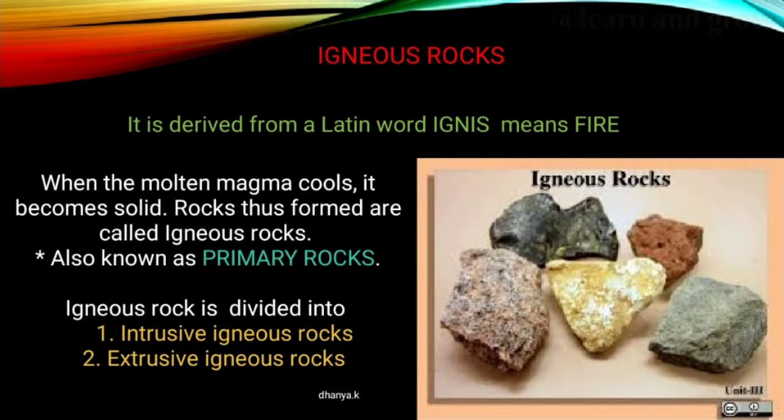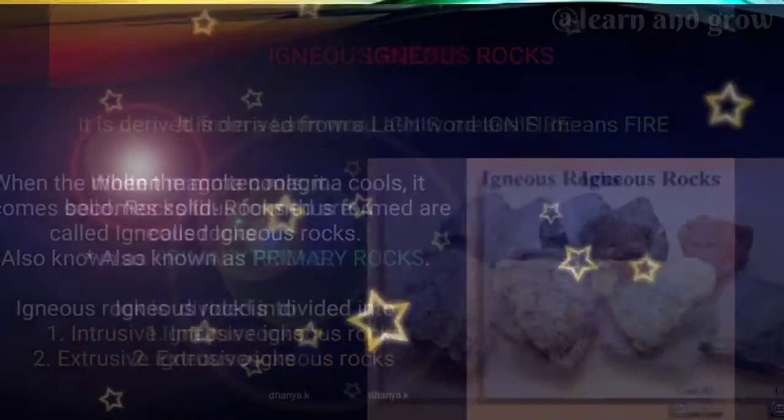Igneous rock is very hard. Most of the rocks found on the earth belong to this category. Example: basalt, granite, and dolerite.